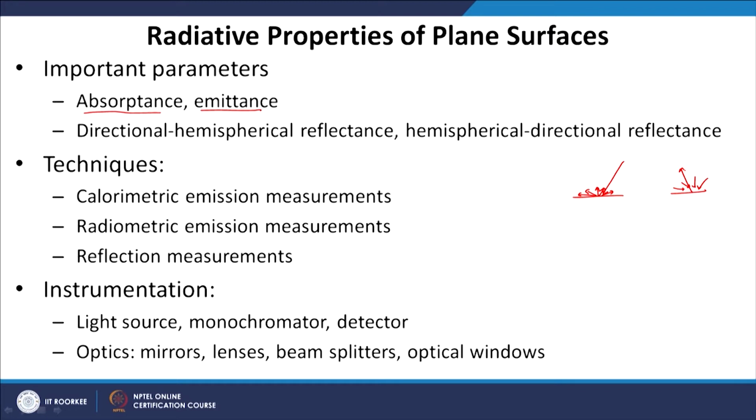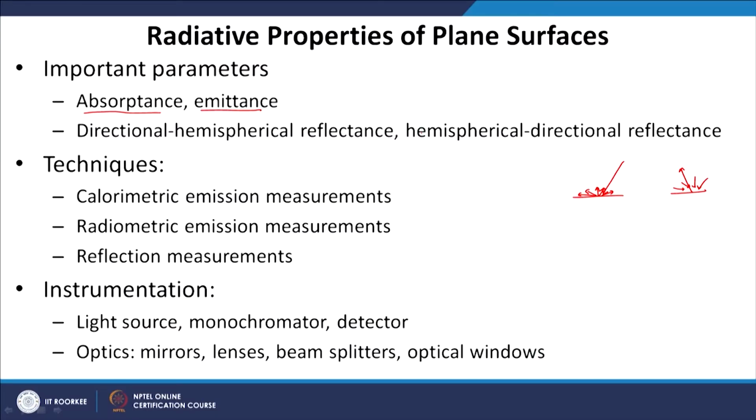Directional reflectance is very difficult to measure. So normally this is not measured, but rather calculated from the theory, Maxwell's theory. So I will give you the setup, the schematic for this hemispherical directional reflectance. Broadly the experiments in radiative heat transfer can be classified into three categories: calorimetric, radiometric and reflection measurements. So we will take one example of each of these categories.